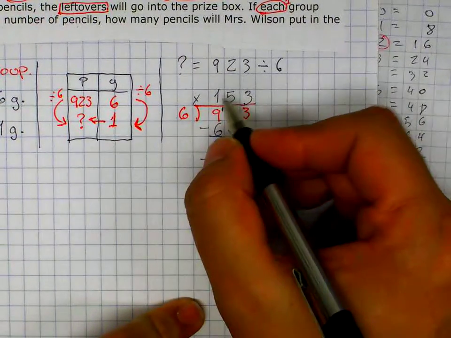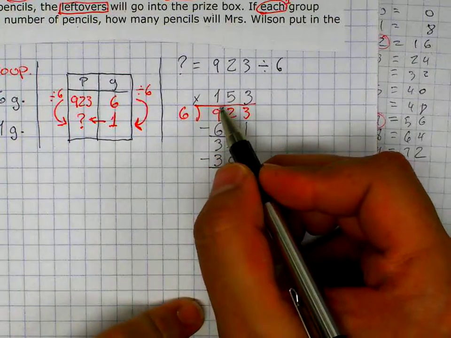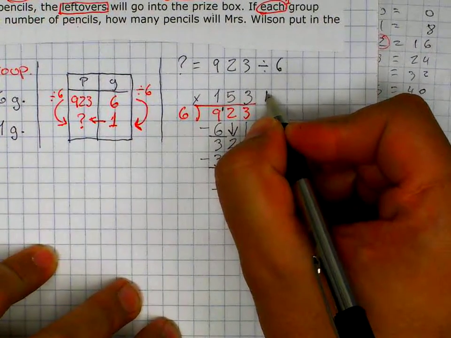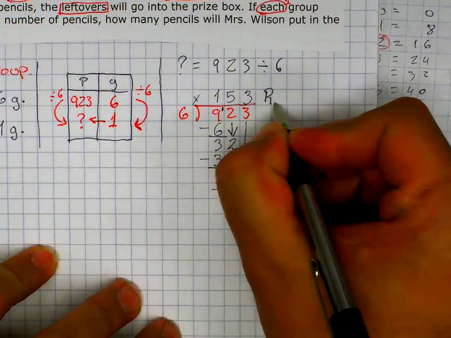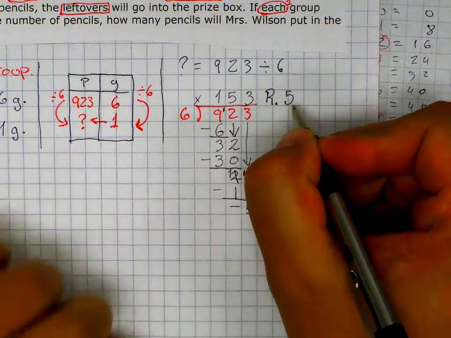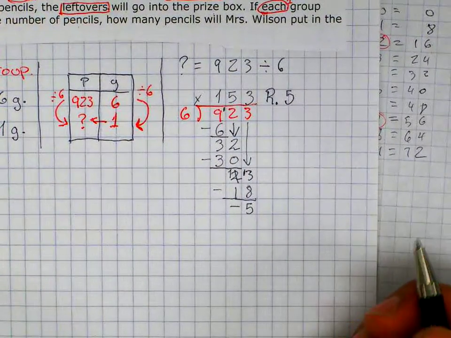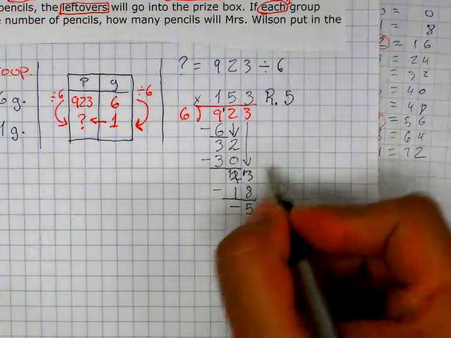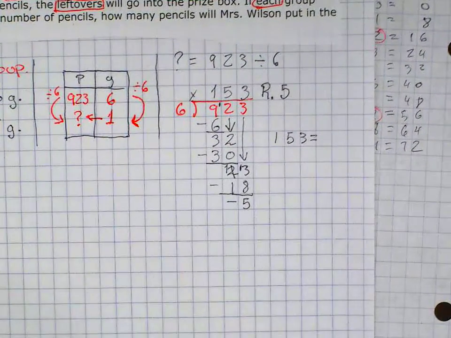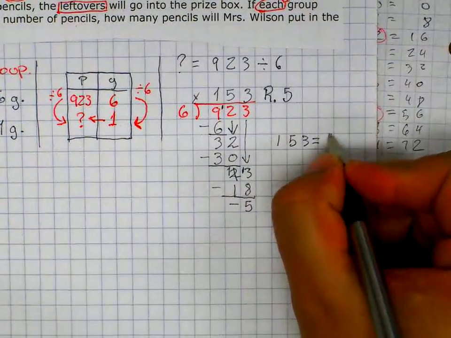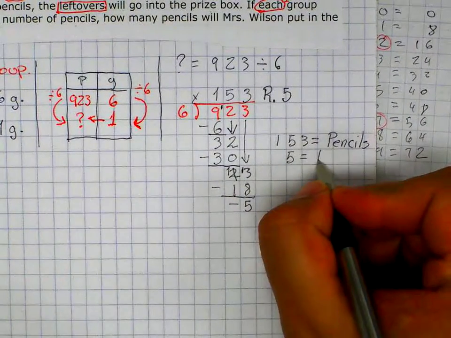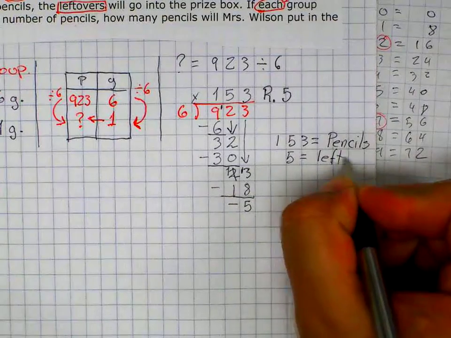Yes. So each group is going to have 153 what? Pencils, and they're going to be 5 pencils remaining or left over. So I know that the 153 are pencils and the 5 are leftover pencils.